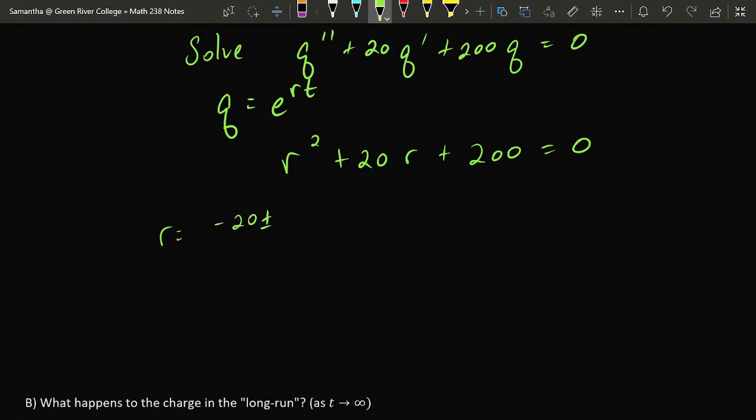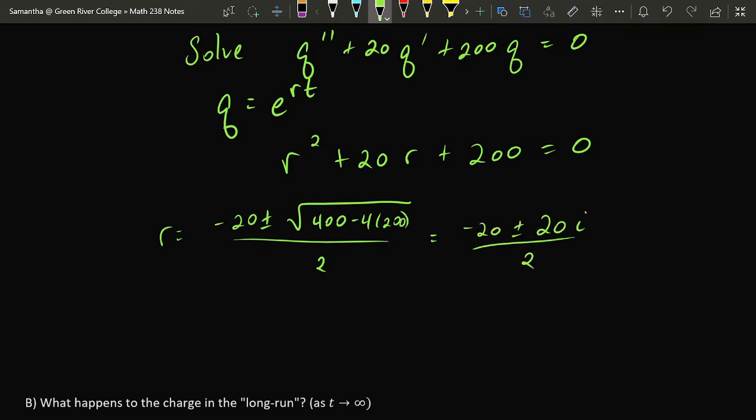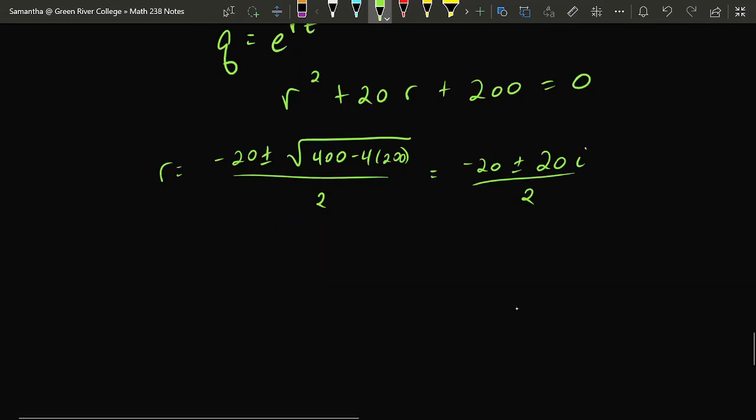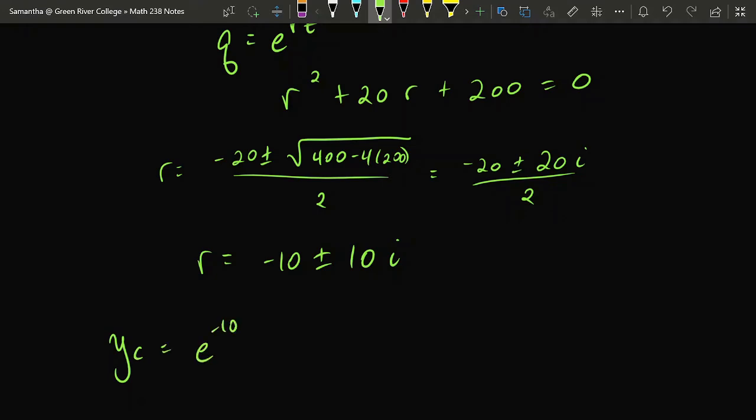Negative b plus minus the square root of b squared minus 4ac all over 2a. So if I simplify that, we get two complex roots, negative 10 plus minus 10 times the complex number i. So that gives us the two real valued solutions, e to the negative 10x, t for time is more appropriate, and q instead of y, goodness me.